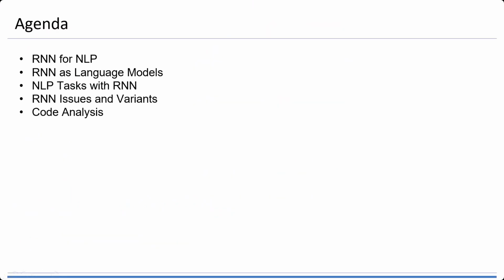So in this section, I am going to explain about RNN. So what is RNN? It is the recurrent neural network, and especially the RNN can be used in NLP. And what is the RNN as the language model, and what would be the NLP tasks with the RNN, and we are going to look at some RNN issues and some RNN variants. And at the end, yeah, we need to check the code. So let's do the analysis of the code.